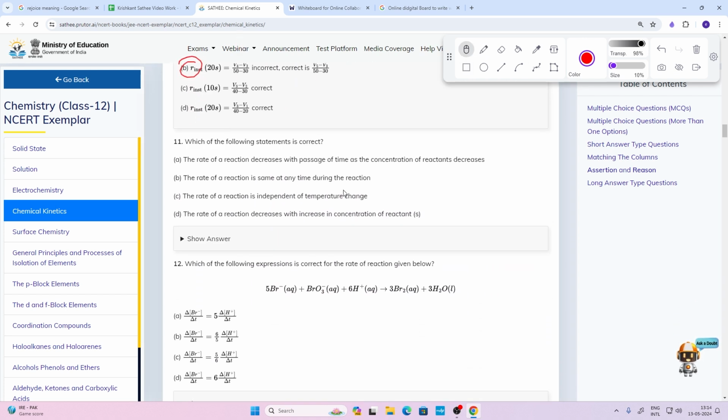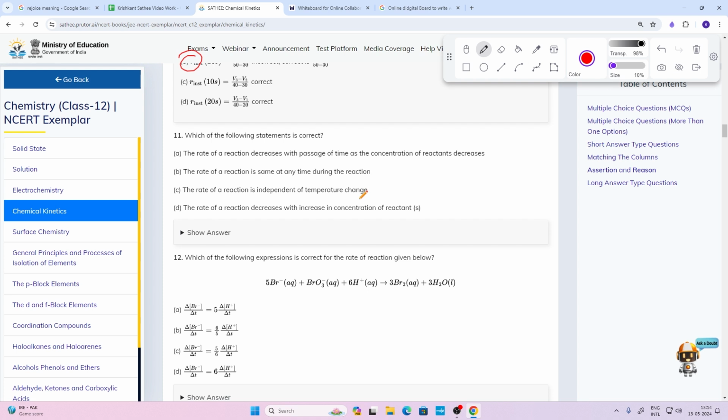Next we have, which of the following statements is correct? The rate of a reaction decreases with passage of time as the concentration of reactant decreases. The rate of reaction decreases with passage of time. Of course, this happens, right? As the concentration of reactant decreases. So it is not always correct.